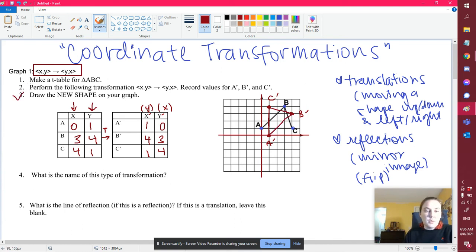So we've drawn the new shape, we performed the transformations, and we've made a t-table. What is this type of transformation? It looks like we've flipped it, right? It looks like this line was this line flipped. It looked like this was this line flipped, and this was this line flipped. So we're going to say this is a reflection. I'm not going to write it in yellow because no one can read that. Reflection.